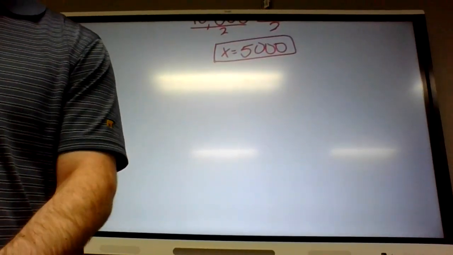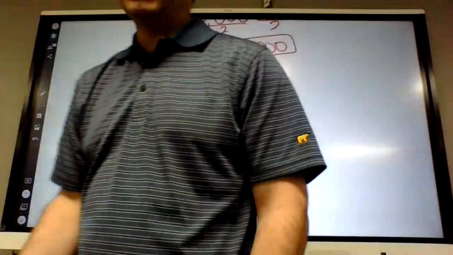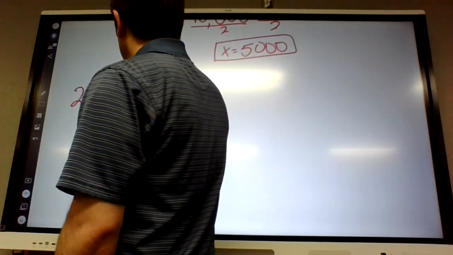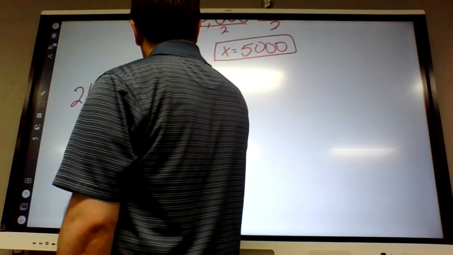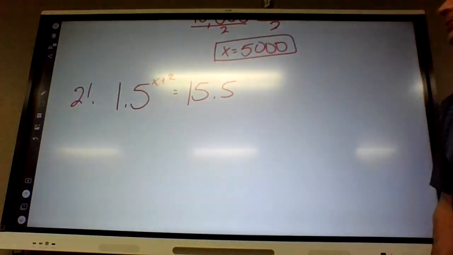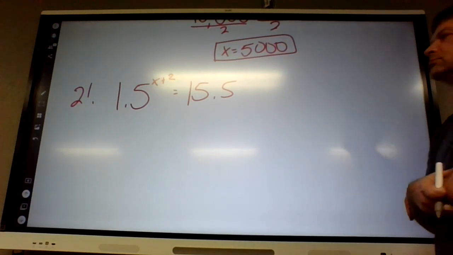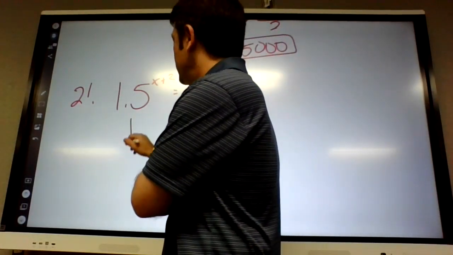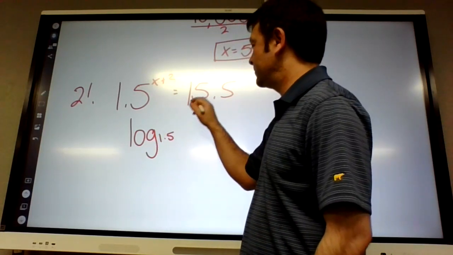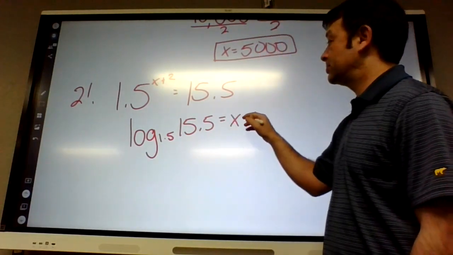Number 21. Round to the 10,000th, same thing. So 1.5 to the x plus 2 equals 15.5. Did I write that right? So what is the first step going to be? Log it, yeah. So log base what? 1.5. Log base 1.5 of 15.5 equals x plus 2.